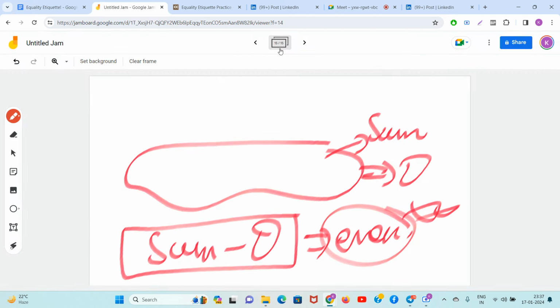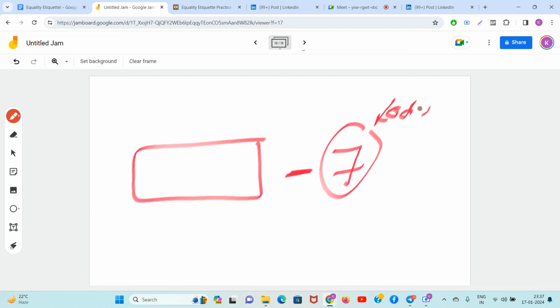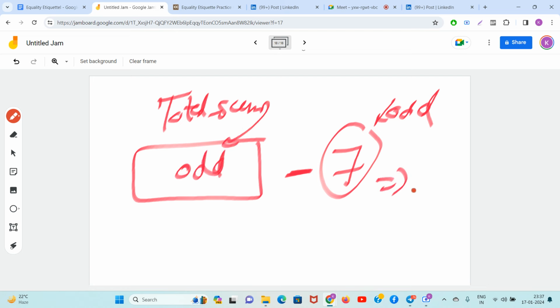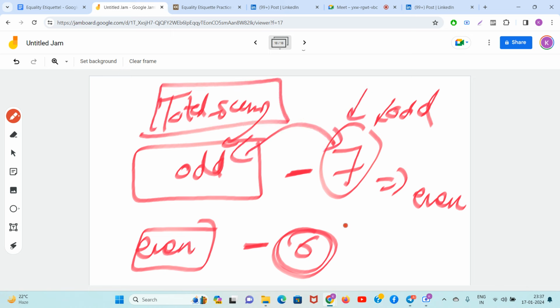Now guys, comes the most interesting part. When will it be even? Ananya, if your current D is an odd number and your total sum is also odd, only then the difference will be even. Got my point? And if your D is even, then the sum also needs to be even. Parity should be the same for the total sum and your D. Only then the even number difference can be generated.